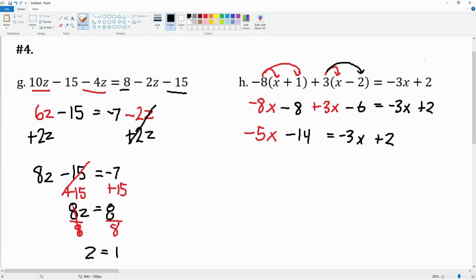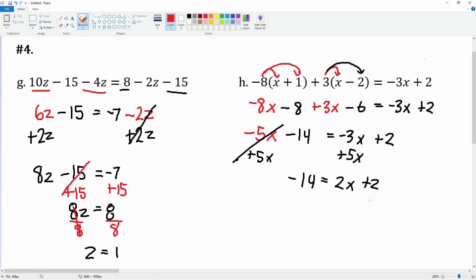Here we're trying to combine some like terms. The smallest is the negative 5x, so let's get rid of that first. If we add 5x to both sides, we notice that the left side cancels, making the number 0. Bring everything else down, negative 14 is equal to 2x plus 2.